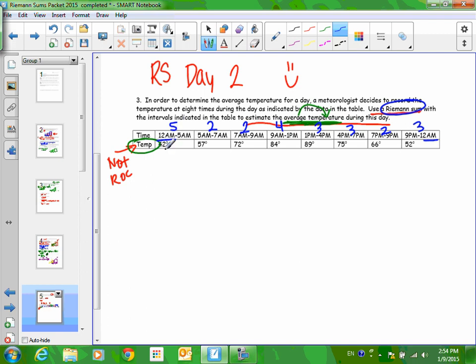They're already giving us the height right there in that number 42. We're not having to pick left, right, midpoint. We're not having to do any of that. So I'm just going to multiply 42 times 5. Okay, that right there is going to give me a big number.